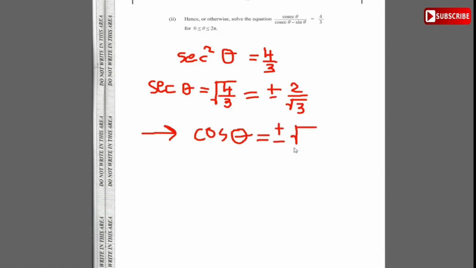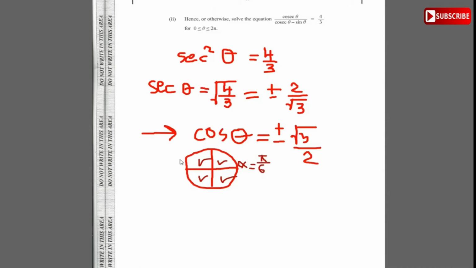So if cos theta is equal to plus or minus root 3 over 2, we want the solution in all 4 quadrants. Plus or minus means we need both the positive and the negative quadrant. So first we'll find the principal acute angle alpha, which is cos inverse root 3 over 2. So root 3 divided by 2, cos inverse, that's pi by 6.